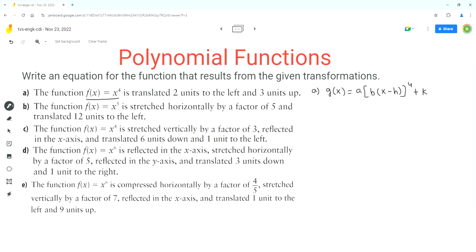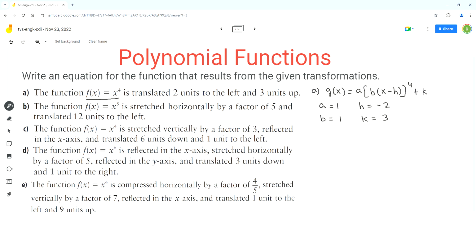As per part A, there is no vertical stretch or compression or reflection over the x-axis, so A is equal to 1. There is no horizontal stretch or compression or reflection over the y-axis, so B is also equal to 1. H is equal to -2 because there is a horizontal translation to the left. K is equal to +3 because there is a vertical translation 3 units up.